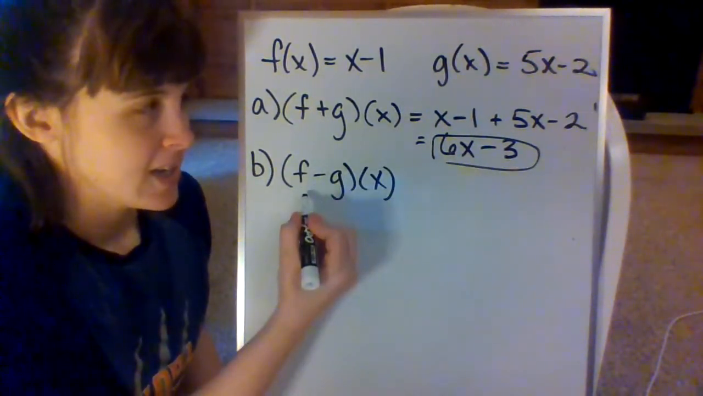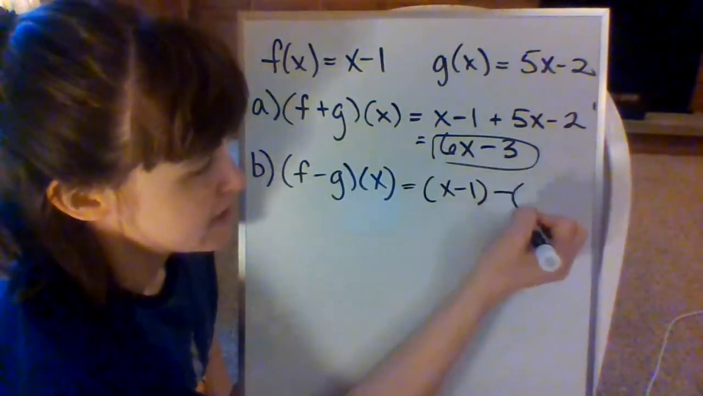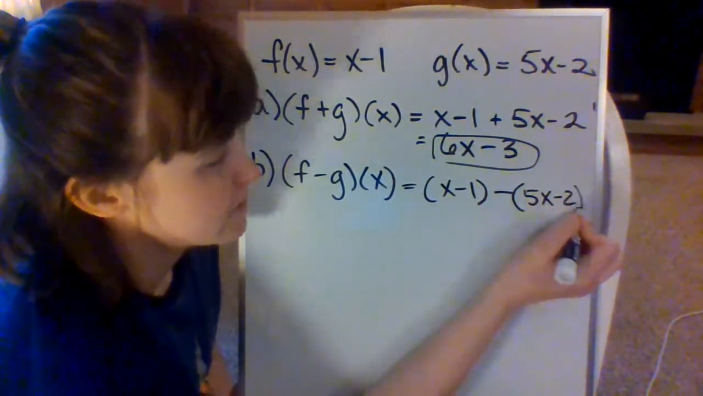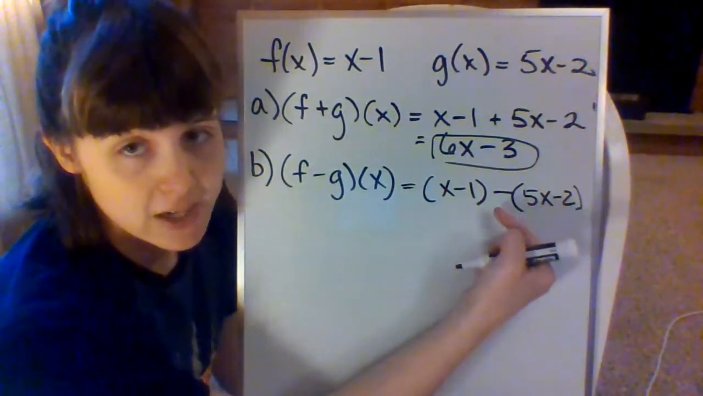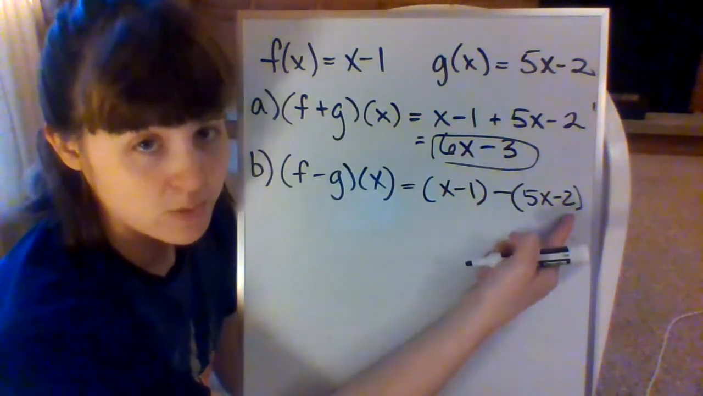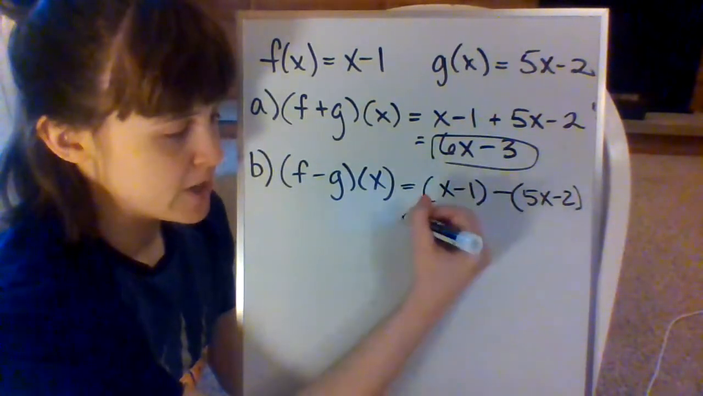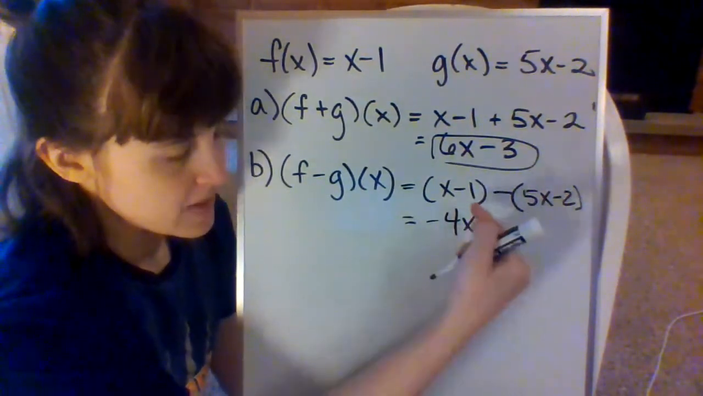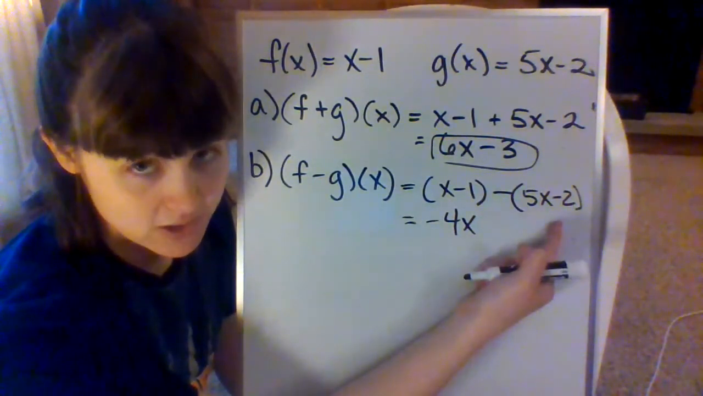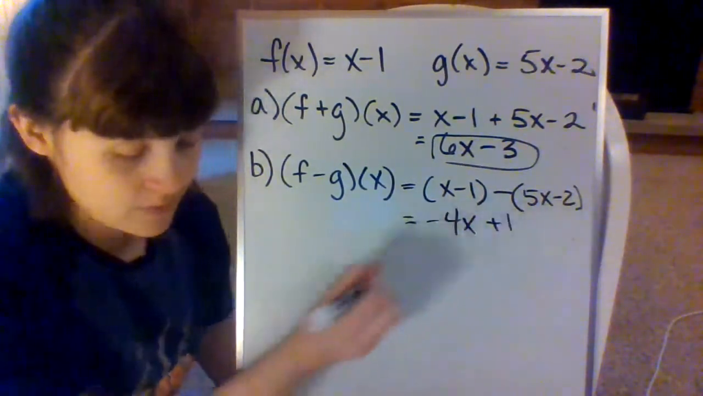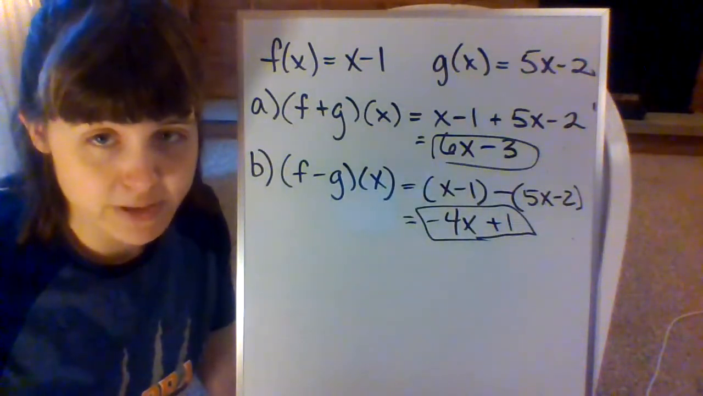Okay, so we're going to subtract them now. So x minus 1 minus (5x minus 2). And as you can see here, I put parentheses around them again, because we're going to have to subtract 5x, and we're going to have to subtract negative 2. Okay, so x minus 5x is negative 4x. And negative 1 minus negative 2, so that's negative 1 plus 2, is 1. Okay, so the answer to this part is negative 4x plus 1.